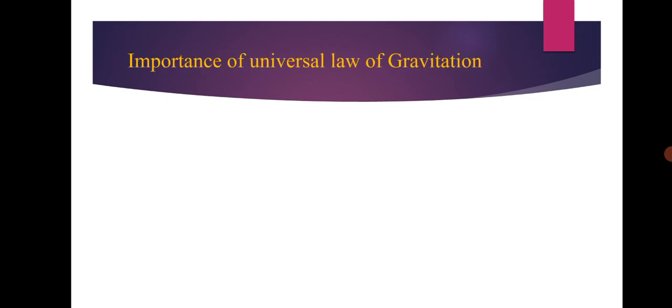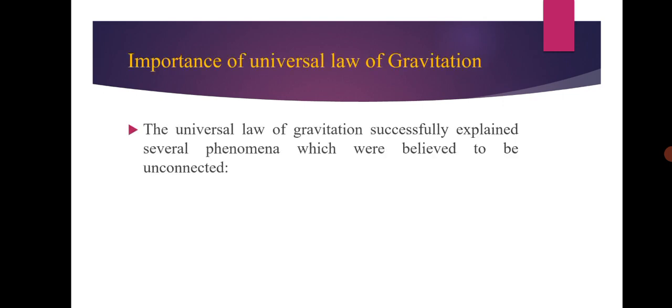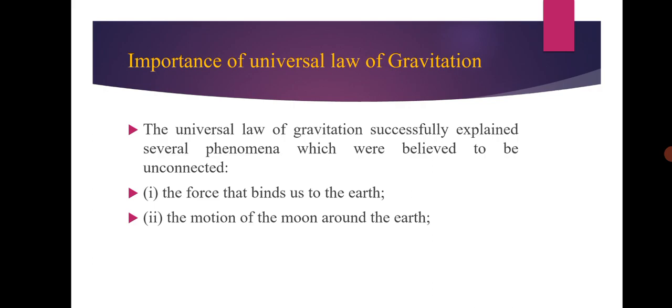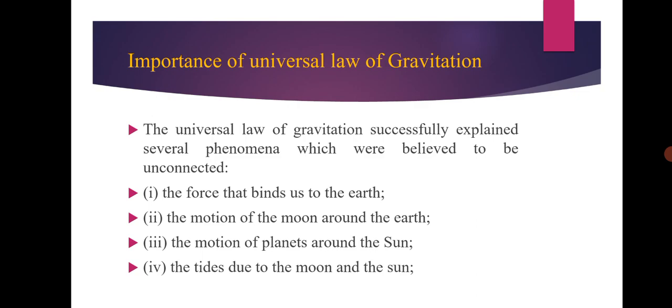Next we shall move on to the importance of the universal law of gravitation. The universal law of gravitation successfully explained several phenomena which were believed to be unconnected. The first one is the force that binds us to the earth, the motion of the moon around the earth, the motion of the planets around the sun, and the tides due to the moon and the sun.